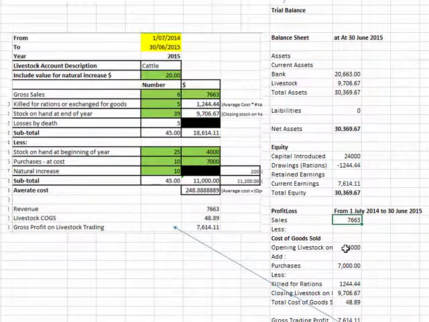Cost of goods is computed as follows here. We know what our opening stock was. We know what we purchased. We know what we killed for rations. We know what our closing stock was. And therefore, we can simply derive our total cost of goods. And finally, our gross profit is our sales less our cost of goods. And we end up with exactly the same value as we do from our calculator. So if you're not getting the same value in your cost of goods for that particular type of livestock, well, you've got something wrong.